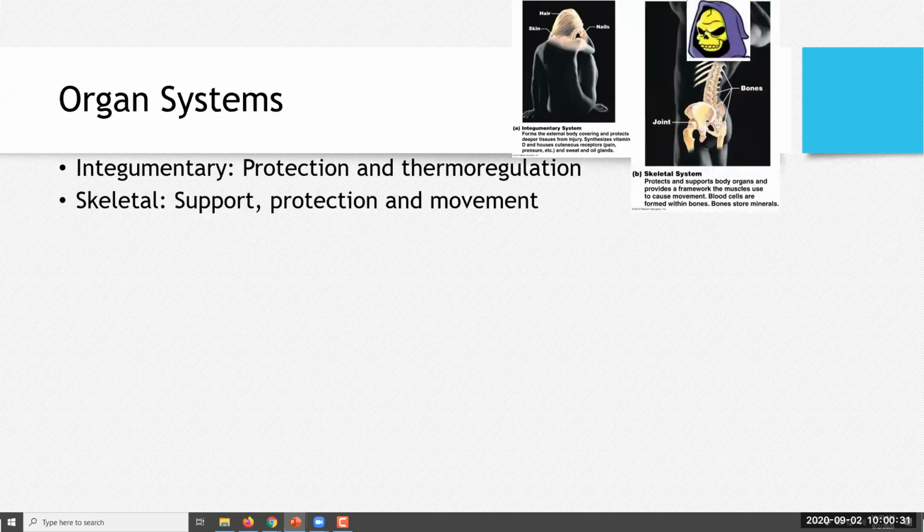The skeletal system, on the other hand, we will learn in the next unit, and it helps with support, protection, right? It protects, like, if we talk about the skull, it protects our brain, the sternum protects our heart, so on and so forth. And also movement. Movement because bones and bones are stuck together.